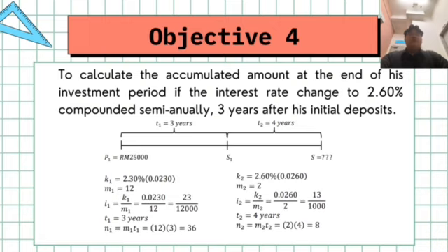K2 equal to 2.60% equivalent to 0.0260. M2 equals 2. I2 equal to K2 over M2, which is 0.0260 over 2 equal to 13 over 1000. T2 equals 4 years, and N2 equals M2 times T2, which is 2 times 4 equals 8.